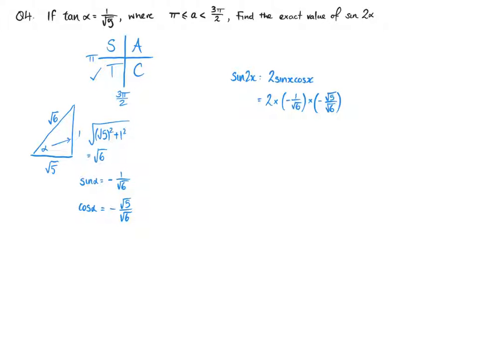Right, so we've got 2 times negative 1 over root 6 times negative root 5 over root 6. So when we multiply those together, we get 2 root 5 over 6, which is root 5 over 3. Right, on to question 5.